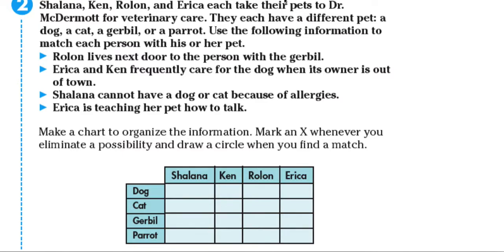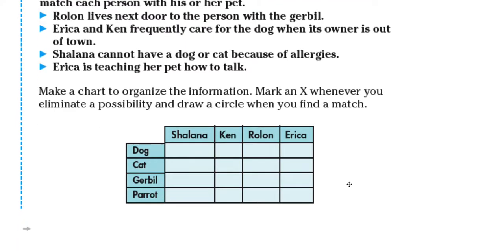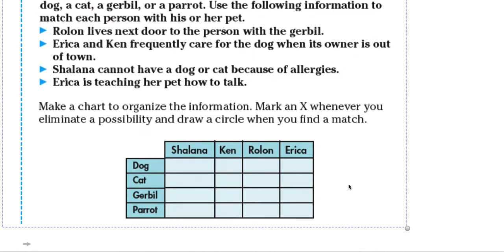It is important that we mark an X whenever you eliminate a possibility and draw a circle when you find a match. So an X eliminates it, a circle is a match. So this is our chart. You have Shalana, Ken, Roland, and Erica on the row above, and on the column we'll have dog, cat, gerbil, and a parrot as the pets.